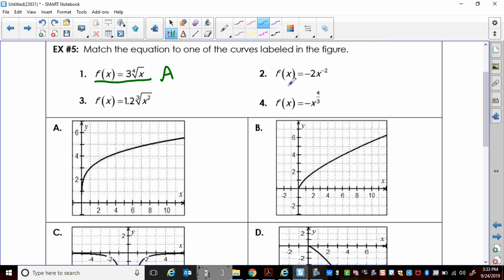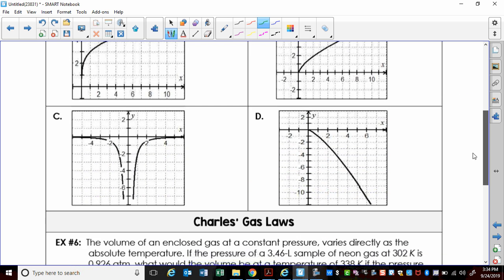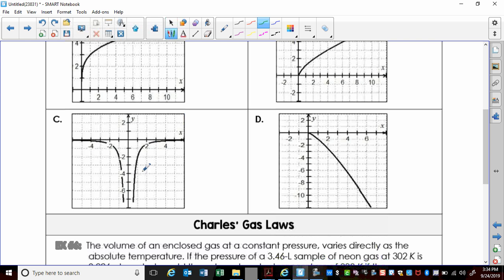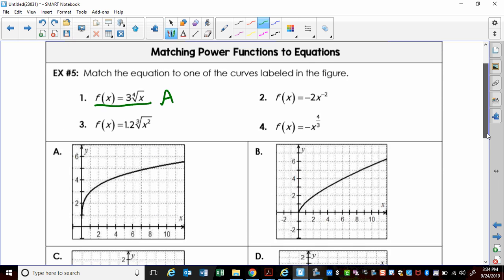Number 2 looks like we're going to flip it across the x-axis. And it looks like we're going to do something else because our exponent is negative. It doesn't look like these. Oh, it looks like we're going to have this one, right? 1 over x usually has the first and third quadrant, but this one, because of the -2, is going to look like C. So graph it and make sure.